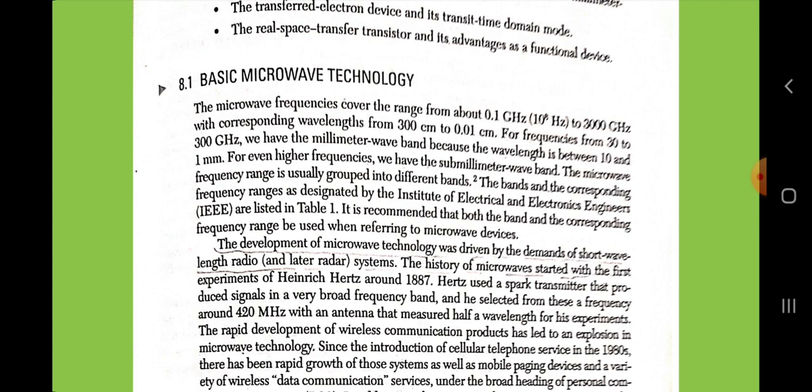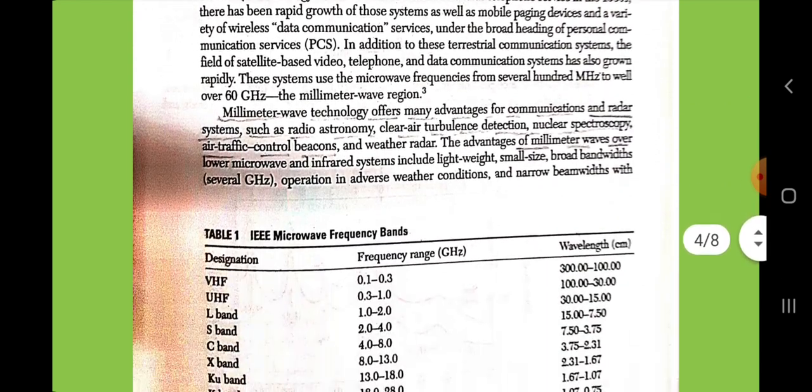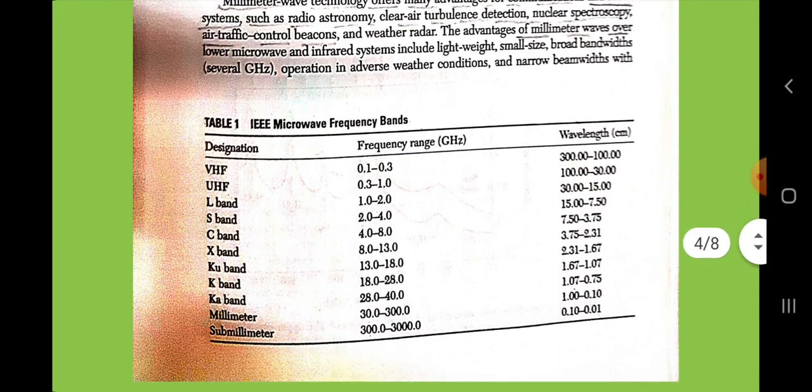Millimeter wave technology offers many advantages for communications and radar systems such as radio astronomy, clear air turbulence detection, nuclear spectroscopy, air traffic control, beacons and weather radar. The advantages of millimeter waves over lower microwave and infrared systems include light weight, small size, broad bandwidths, several gigahertz operation in adverse weather conditions and narrow beam widths with high resolution.